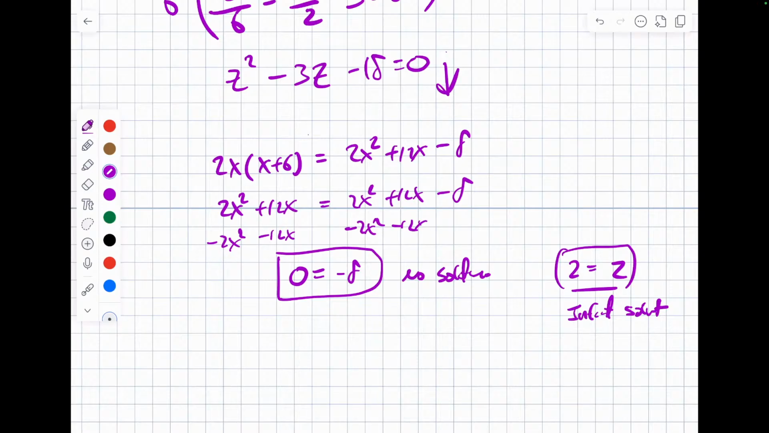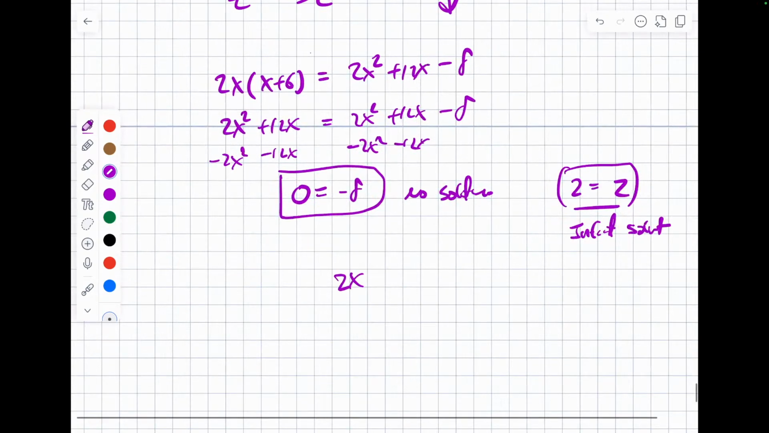Okay, did that answer your question? Okay, so no solution means you have one number equal to another number. For example, 1 equal to 2, that means no solutions. For example, 2 equal to 2, infinite solutions. It doesn't matter what you plug in.